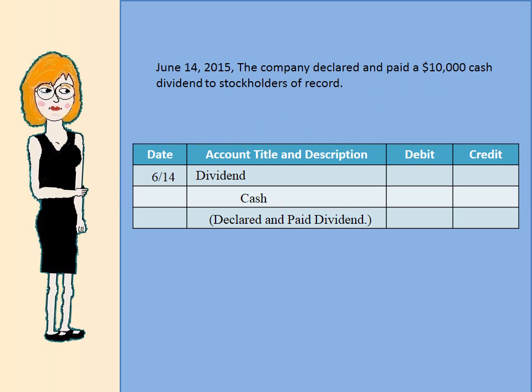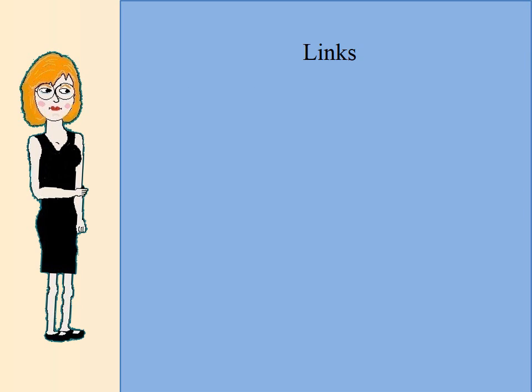The amount is $10,000. We will increase the record-keeping account dividend by $10,000, and we will decrease the cash account, which is an asset account, by $10,000. This completes the two most common journal entries at the beginning for the Stockholders' Equity section.